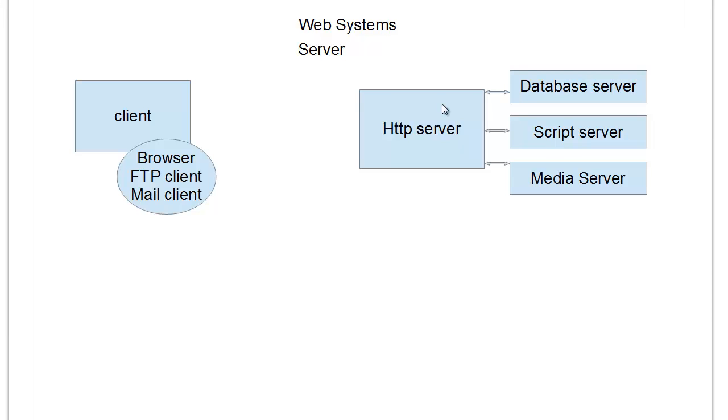Then, depending upon the way that the page that you're requesting is made up, it may have to then pull additional information from a database server, from a script server, or from a media server. And what it does is the HTTP server then pulls those documents together and sends those back to the client. And the client, which we'll just use the browser for simplicity, the browser puts those back together and renders them in the way that we see in what looks like a web page.